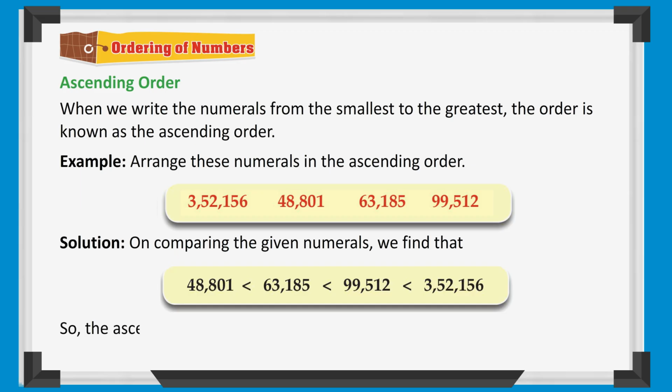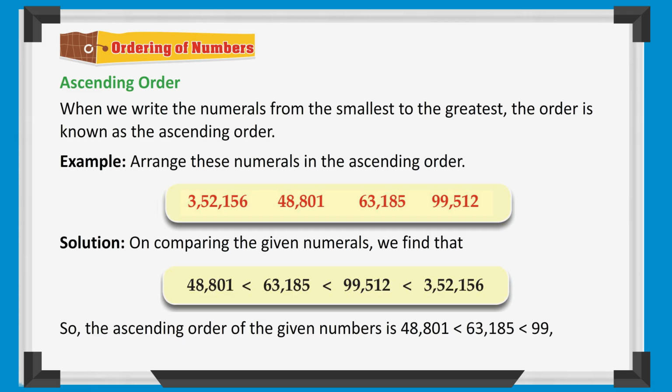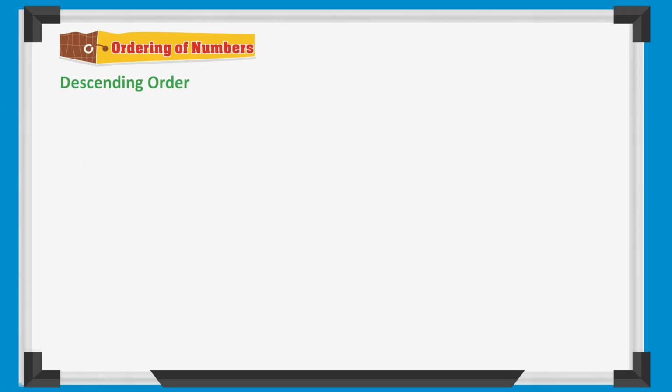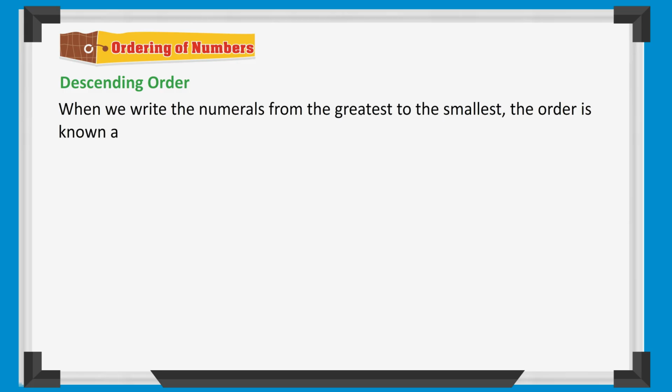So the ascending order of the given numbers is 48,800, less than 63,185, less than 99,512, less than 3,52,156.